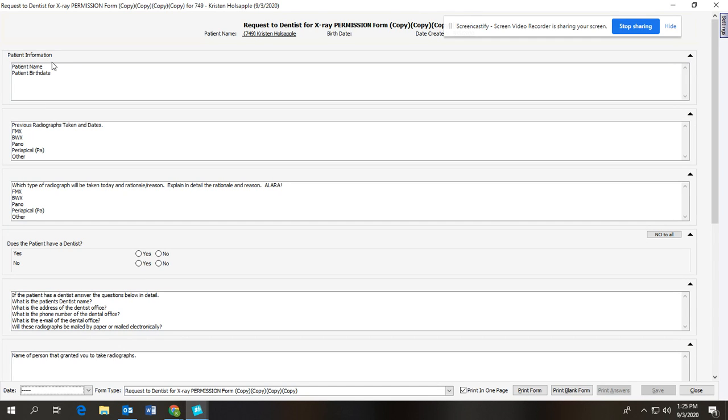And then they're going to go ahead and fill out their patient's name. So they're going to put Kristen Holsapple. They're going to put 10/24/1982. Okay. The reason that the student's going to go ahead and put the patient's name and birthday is so that when they call the dental office, they have the right birth date and name for the patient. So in case there's two Kristen Holsapples, they have the right age.